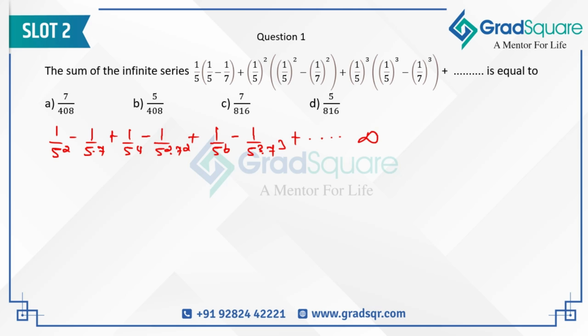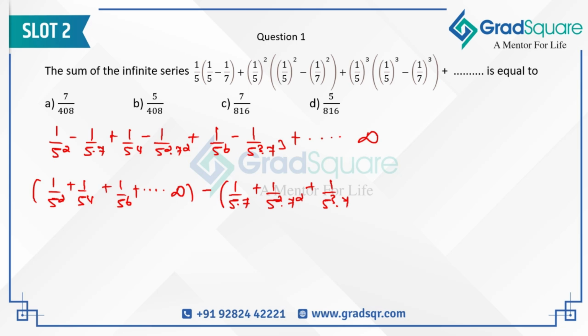So this series is basically made up of two infinite GPs. So I'm going to split this and write it as 1/5² + 1/5⁴ + 1/5⁶, continue till an infinite number of terms, and a minus taken common outside. So the next series will be 1/(5·7) + 1/(5²·7²) + 1/(5³·7³), continue till an infinite number of terms.